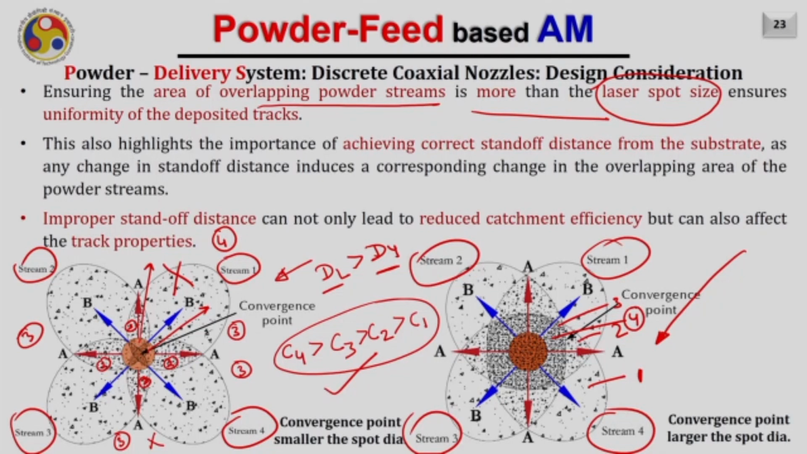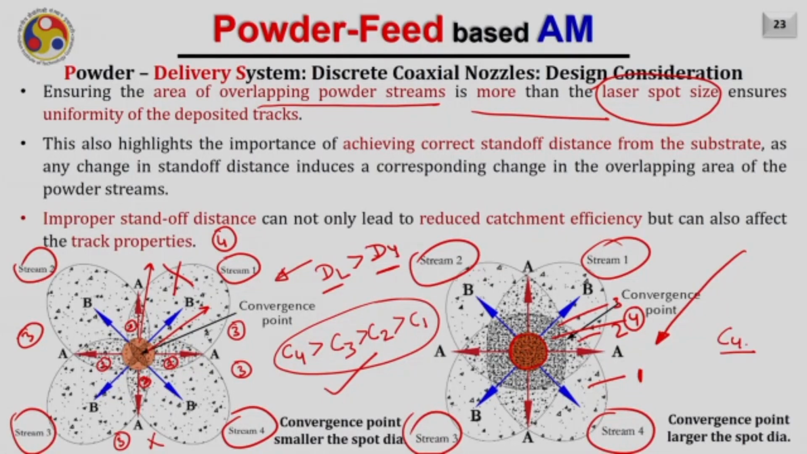So you can see, if I consider this laser spot diameter, anywhere inside this laser spot diameter, the powder concentration is C4. It is the same everywhere inside the laser spot diameter. Therefore, now I can move in any direction and the obtained property of the deposited material will be consistent if I move in any direction.